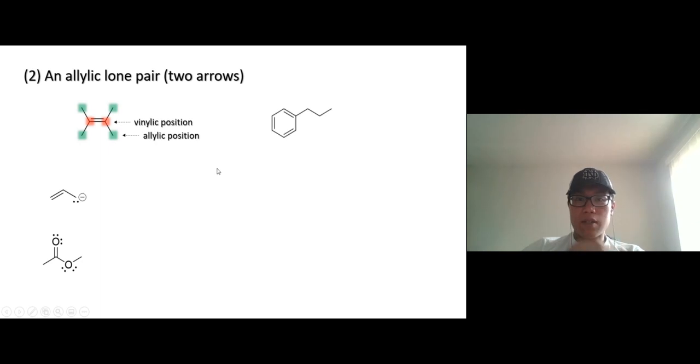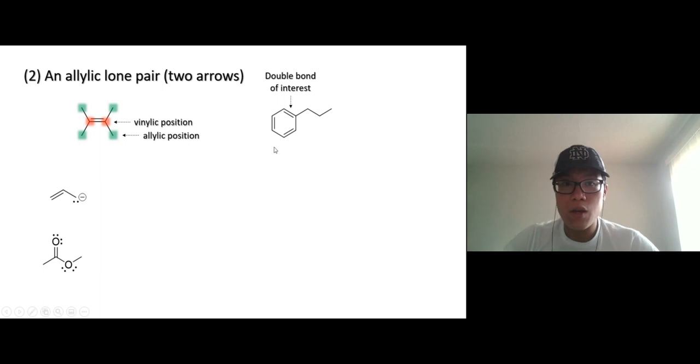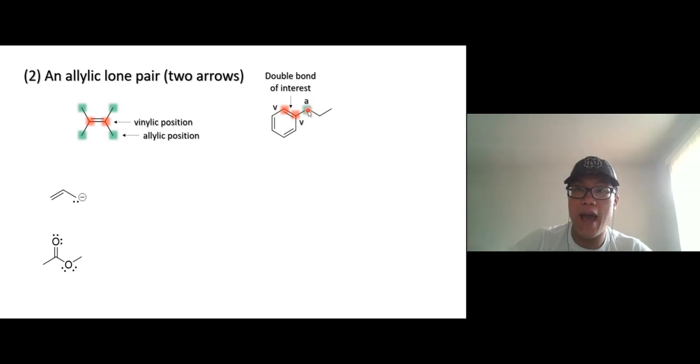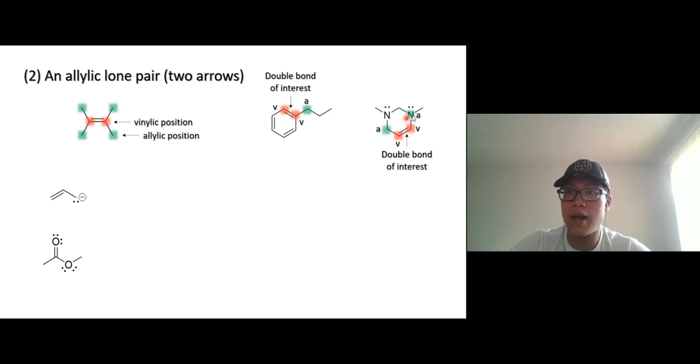Let's check with me real quick. If I am looking at that double bond, where's the vinylic position? On the double bond, these 2 carbons are vinylic positions. And where is the allylic position? Next to the vinylic position, which is just an sp3 carbon right there. Next one: looking at that double bond, where is the vinylic position? These 2, and then the allylic position next to it. Here we go, these 2 are allylic positions.